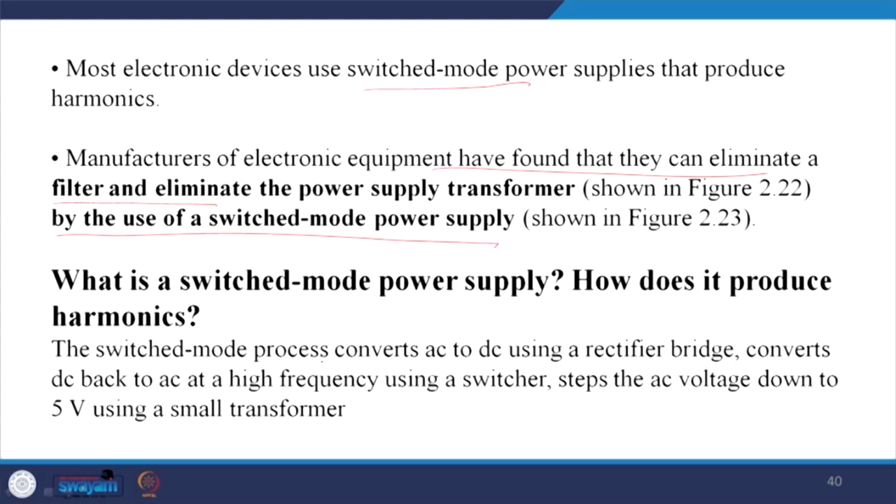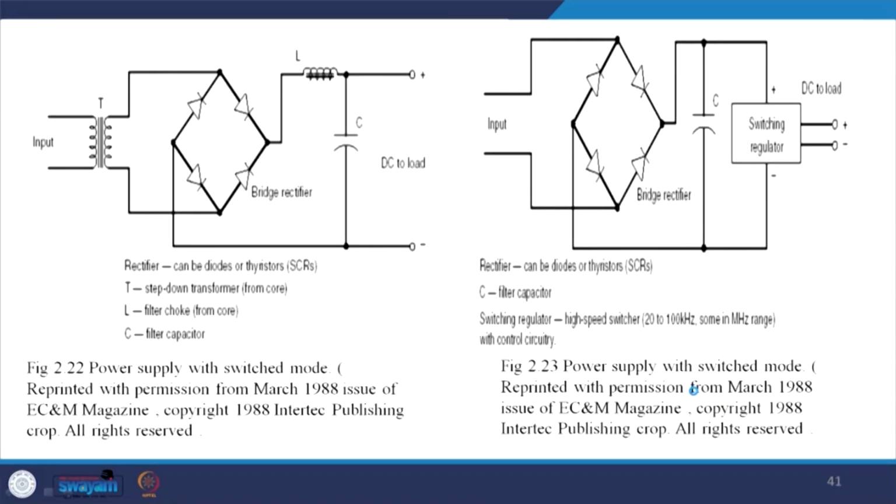In the switch mode process, a converter converts AC to DC using a rectifier bridge, and then converts DC back to AC at high frequency using a switch, stepping the AC voltage down to the value of the DC voltage required. So, this is the case of this power supply.